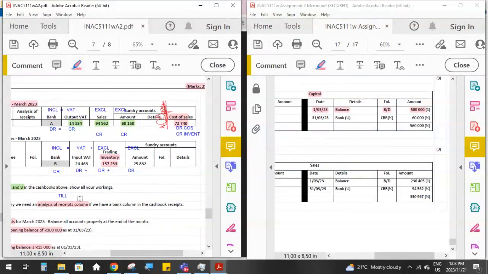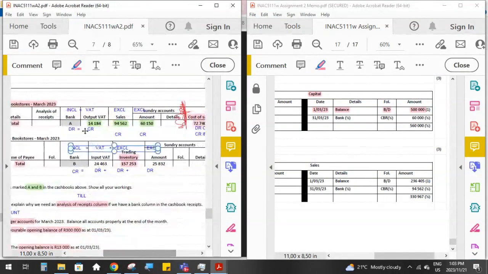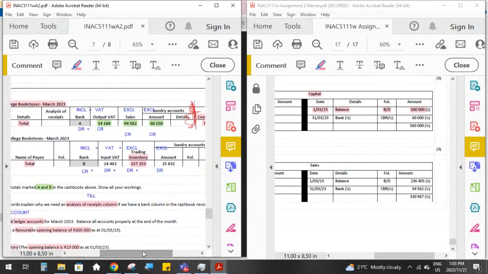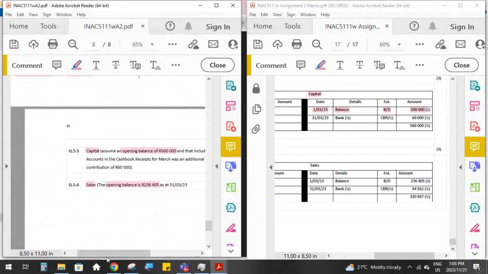Nothing from there. There was no receipt to capital, so there were no new contributions. Okay, nothing there, so nothing that's coming from the cash books. What else did they tell us?